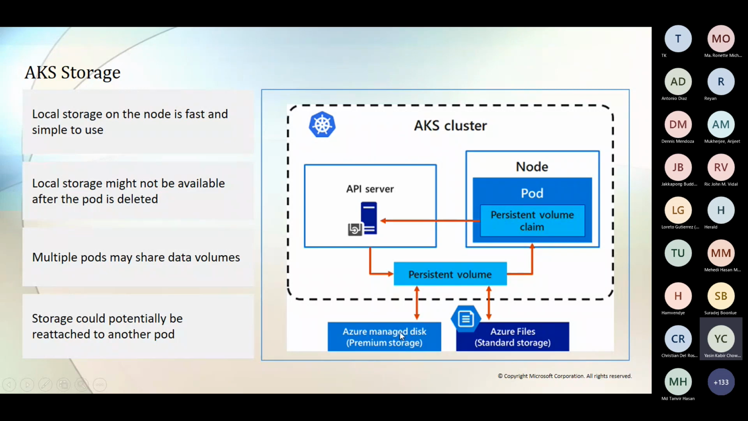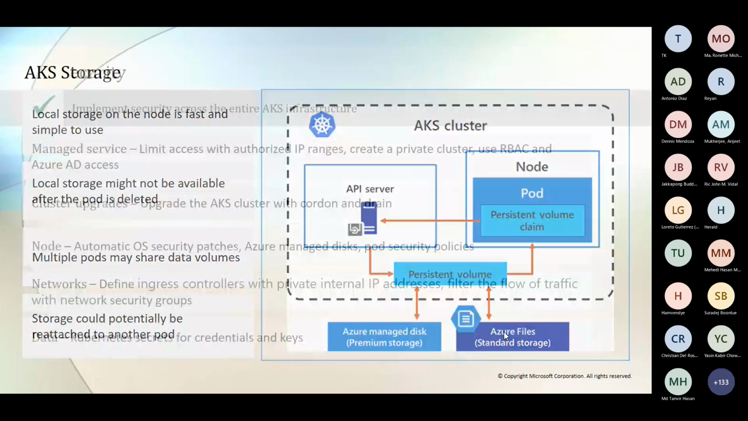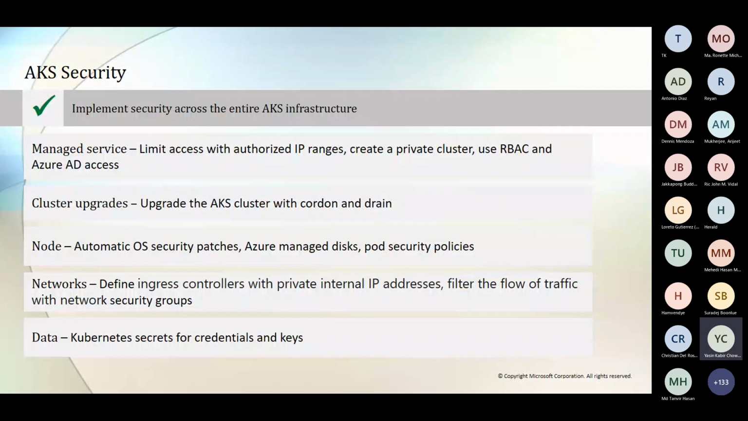In the disk also, you can take a disk from the Azure portal or Azure service, then you can put the data here, or you can put it in Azure Files as the Azure standard storage system. So security, how will you secure Kubernetes? There is a managed service, limiting access to an authorized IP range. You can authorize the IP range, create a private cluster, or use RBAC role-based access, or Azure AD access, meaning Active Directory access.